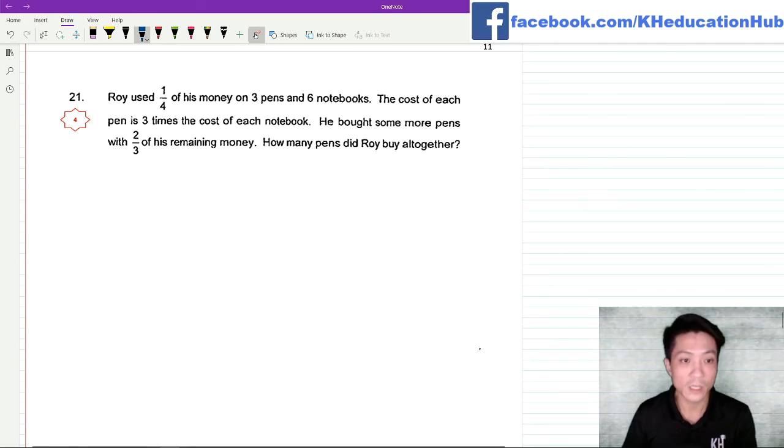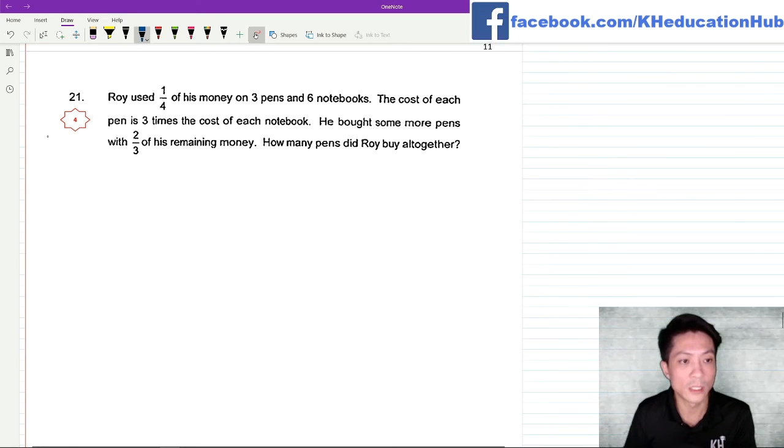Let's continue with question 21. Roy used a quarter of his money on 3 pens and 6 notebooks. The cost of each pen is 3 times the cost of each notebook. He bought some more pens with 2/3 of his remaining money. So how many pens did Roy buy altogether?